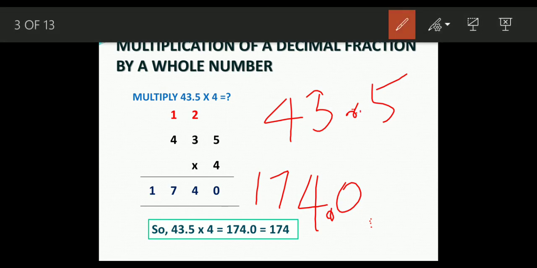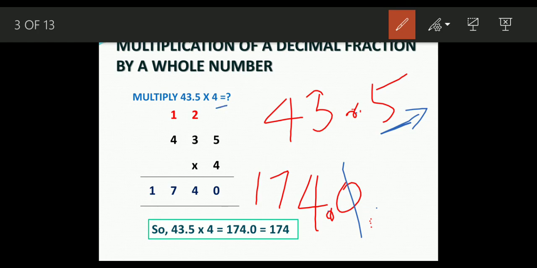As I said, I have only one number after the decimal point. So in my answer, you have to start from the ones place value for keeping the decimal point from the right side. So from the right side, before one number I'll keep the point. Why before one number? Because in the question, after the decimal point I have only one number. If I had two numbers, I'd keep it before two numbers. Any 0 after the decimal point doesn't have any value, so I can cut it and write 174 as my answer.